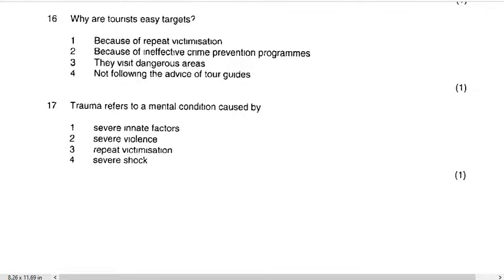17. Trauma refers to a mental condition caused by. The answer is 4. Severe shock. This is found on page 68 of our study guide. 18. Tertiary crime prevention revolves around. The answer is 2. Reducing or preventing reoffending. This is found on page 106 of our study guide.